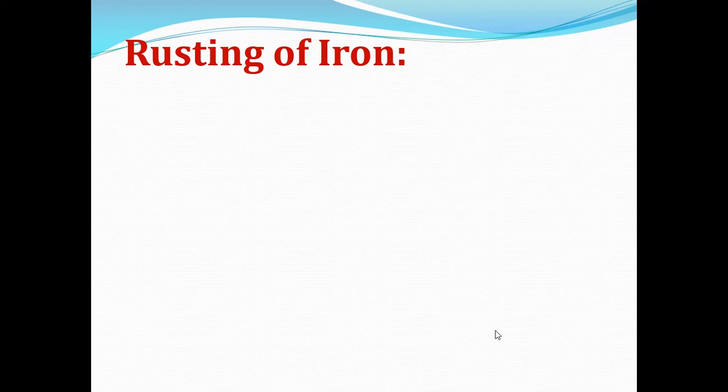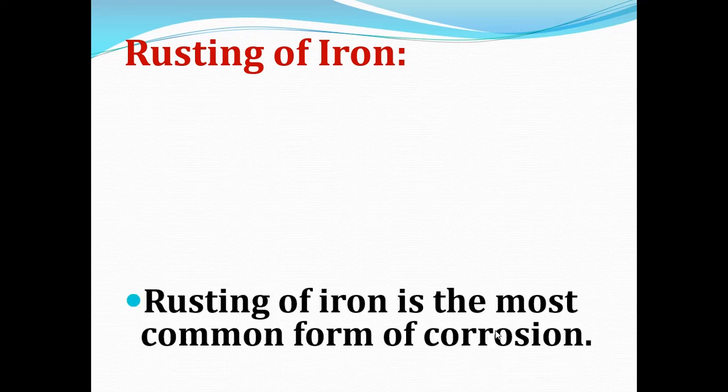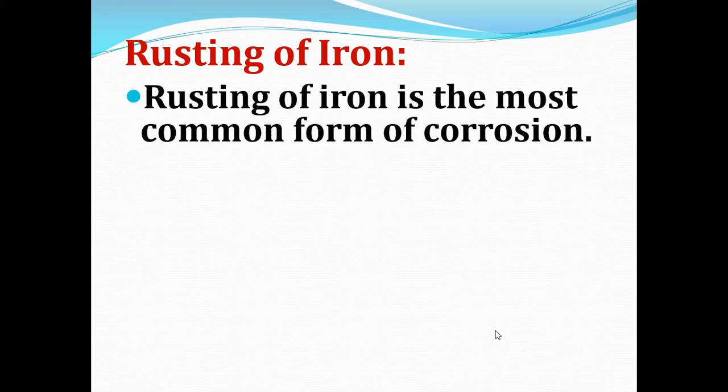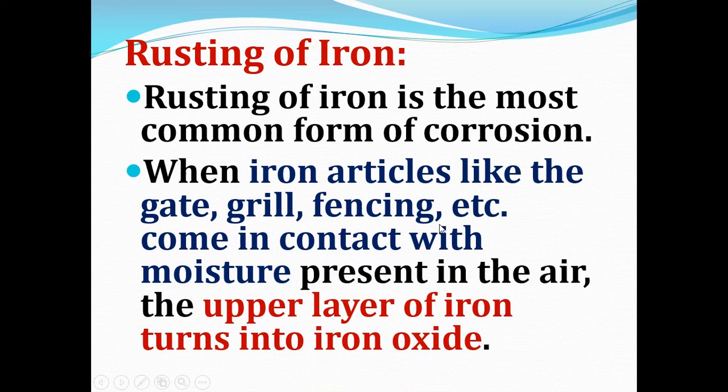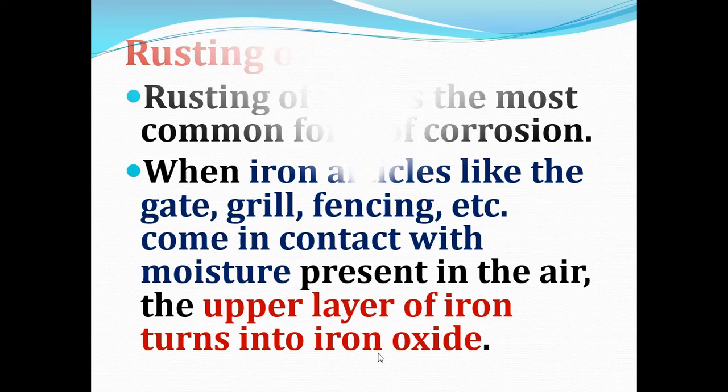Rusting of iron is an example of corrosion. It is the common form of corrosion. We can see that when iron articles like gates, grills, fencing, etc. come in contact with moisture present in the air, they form an upper layer of iron oxide.